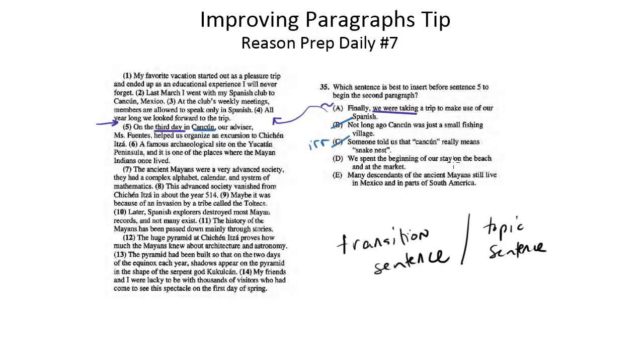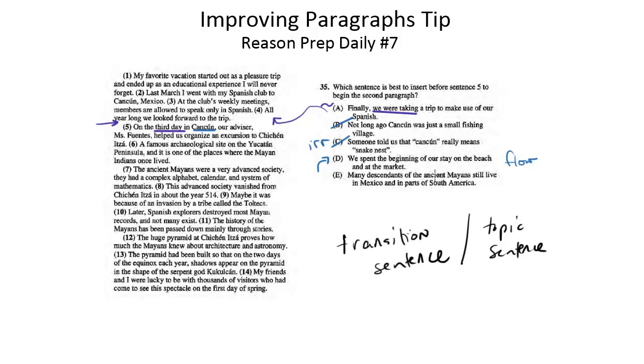D, we spent the beginning of our stay on the beach and at the market. So notice now, we're starting the original paragraph on the 3rd day, and we mentioned that it's kind of weird to suddenly be on the 3rd day. Notice here, it tells us what basically they did on the first couple days. They spent the beginning of the stay on the beach and at the market. And then on the 3rd day, they did this. So this creates a nice flow or progression of ideas because we're starting at the beginning and then we're moving step by step through their trip. So D looks pretty good. Now, it doesn't connect to the previous paragraph that much, but that's okay because really it's the best sentence we've seen so far to begin the second paragraph.